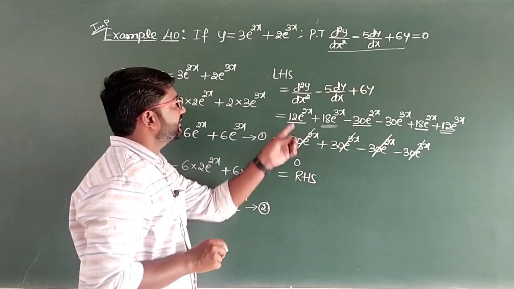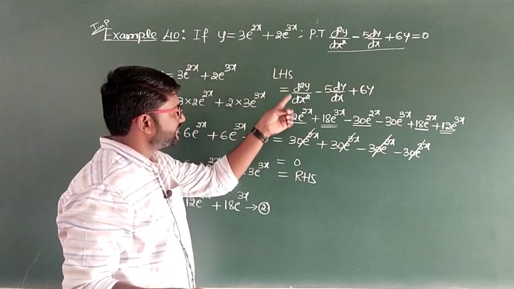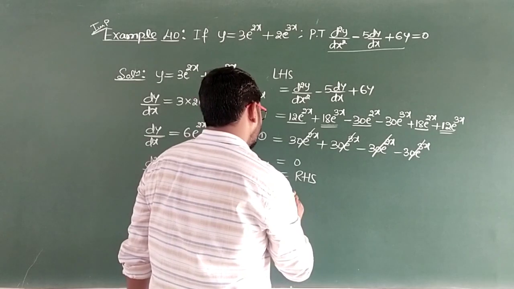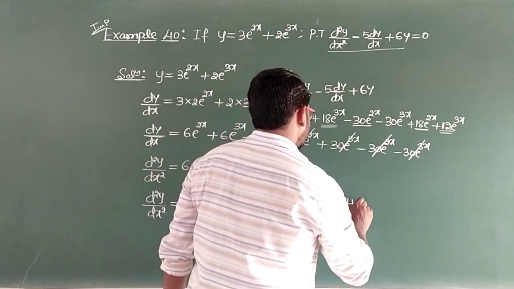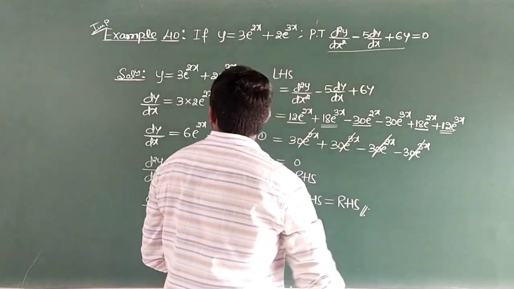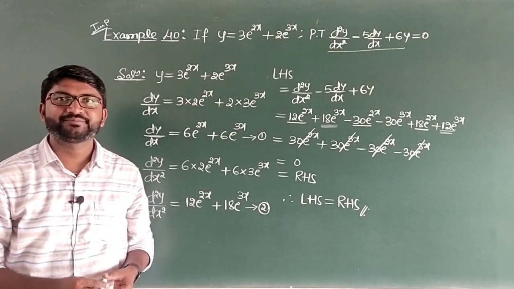Overall, what do we get now? LHS is equal to RHS. Therefore, the left hand side is equal to the right hand side. This is all about example 40.